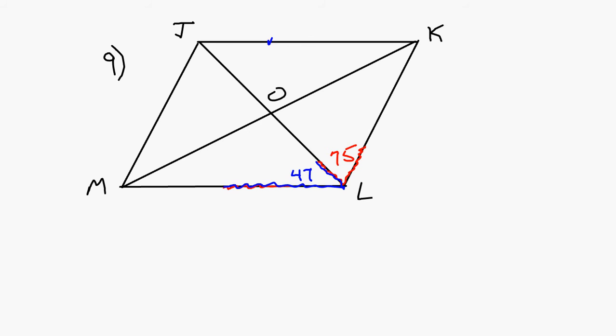KJM, that's right here. K over to J and down to M. So you're looking for this entire angle. In a parallelogram, opposite angles are congruent. So these two angles are equal to each other. So this angle down here on the bottom is going to be equal to the 47 plus the 75, which is 122 degrees. Which means that this angle up here is also 122 degrees.